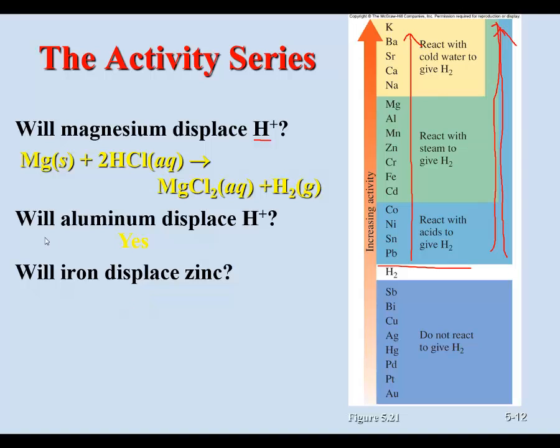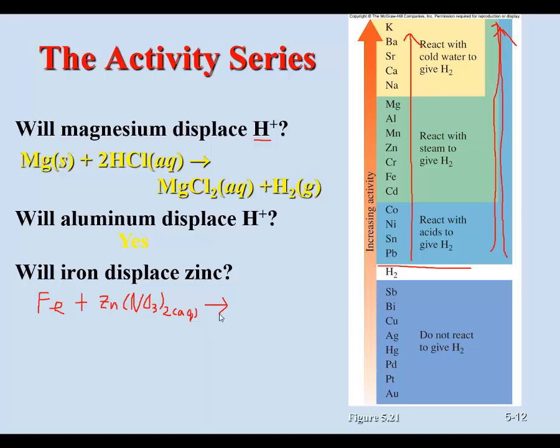Now, will iron displace zinc? Let's consider that. If iron is displacing zinc, we'll have iron metal reacting with zinc, and so I could have zinc nitrate. If I have a solution of zinc nitrate that I put a piece of iron in, will it displace the zinc to form a product?